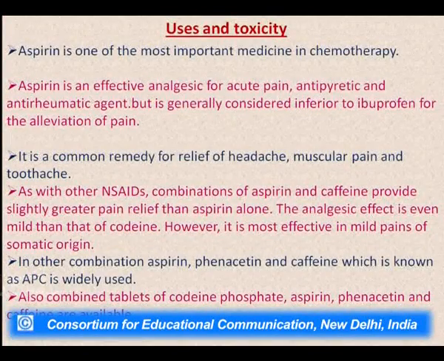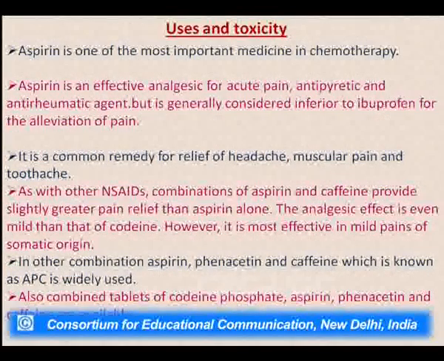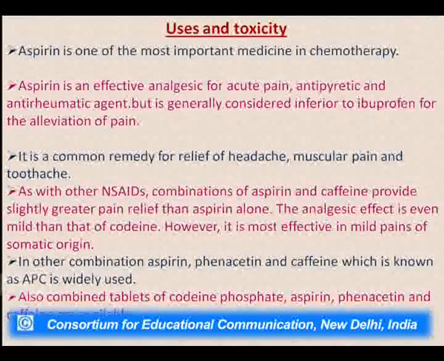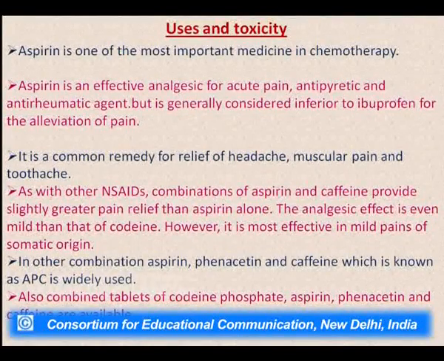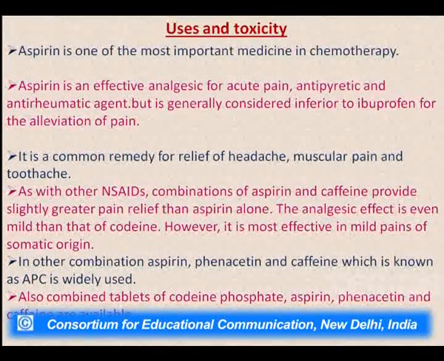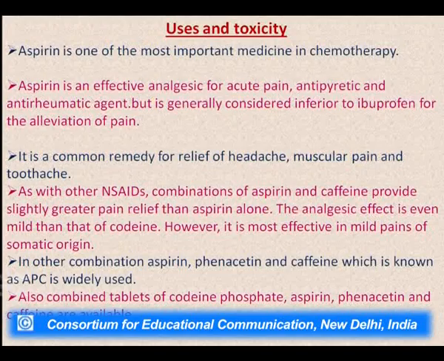Then comes the uses and the toxicity of aspirin. Aspirin is one of the most important medicines in chemotherapy. Aspirin is an effective analgesic for acute pain, has antipyretic activity and is an anti-rheumatic agent, but is generally considered inferior to ibuprofen for the alleviation of pain. It is a common remedy for the relief of headache, muscular pain and toothache also. As with other NSAIDs, combination of aspirin with caffeine provides slightly greater pain relief than aspirin alone.